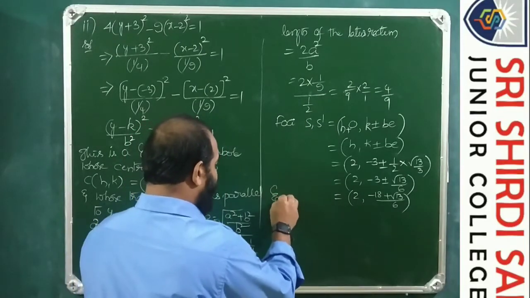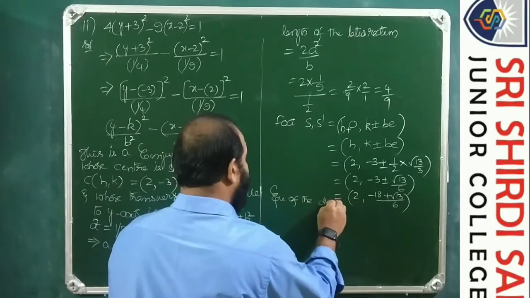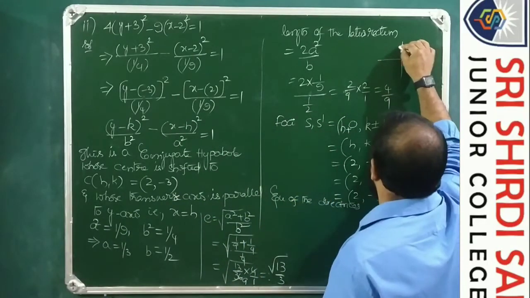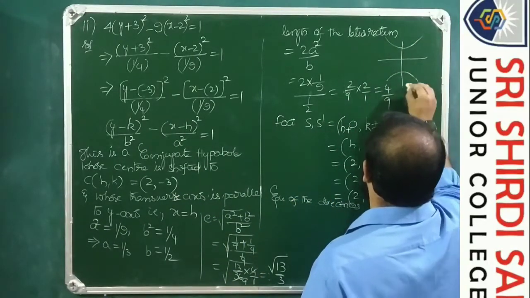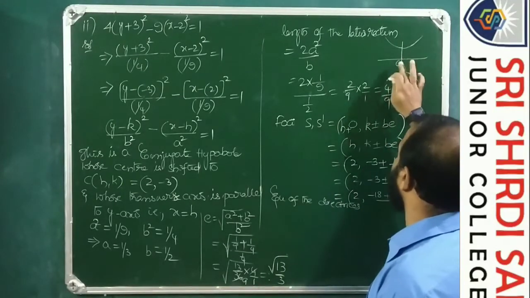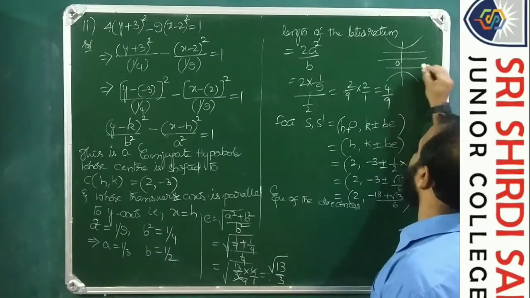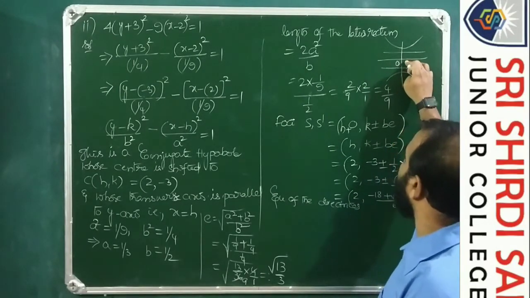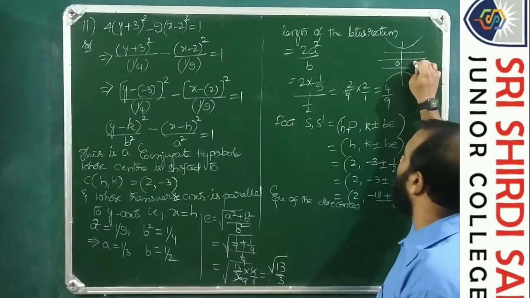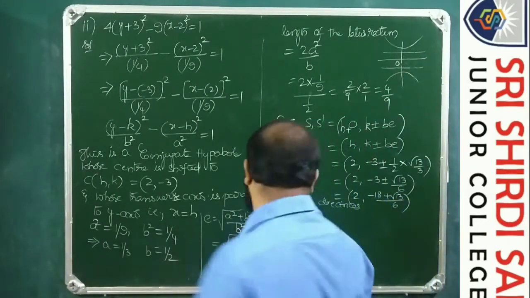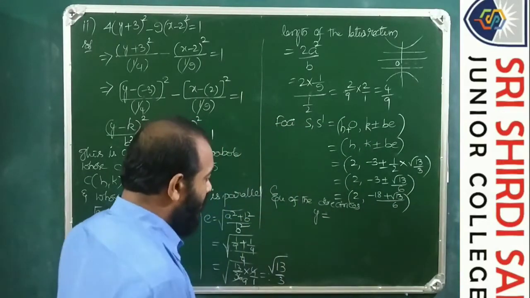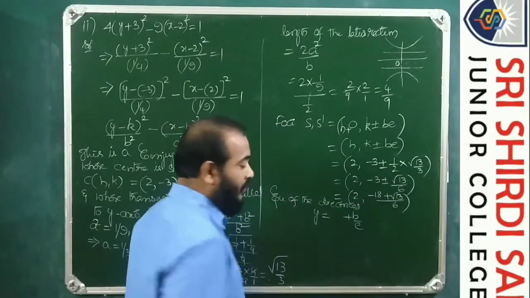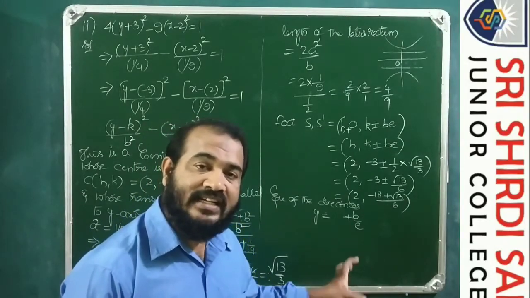Now equation of the directrices. So for the conjugate hyperbola, this is the conjugate hyperbola whose vertex is at the origin. So these two are the directrices. These two lines are parallel to x-axis. So parallel to x-axis, y is equals to something. So y is equals to plus or minus b by e for the conjugate hyperbola whose center is at the origin.